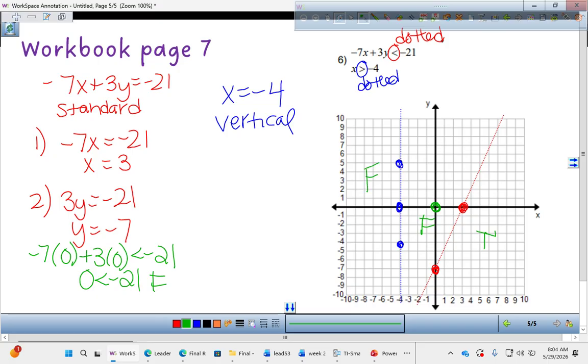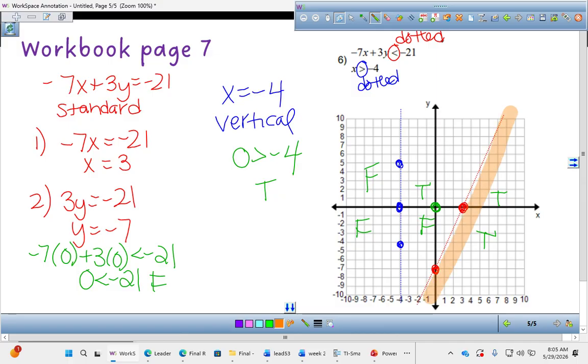So in my head, this is probably the answer, right? But let's just check the other one as well. All right, so I'm going to plug 0 in here. Is 0 greater than -4? Yeah. So here's the blue line. This is true, and so is this, because they're both on this side. This is false. So my answer would be the true region.